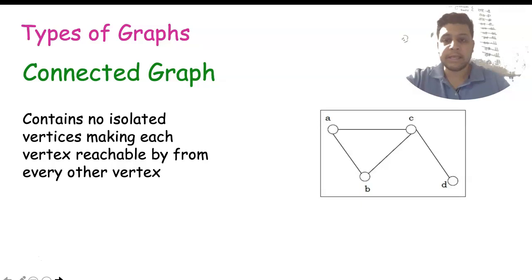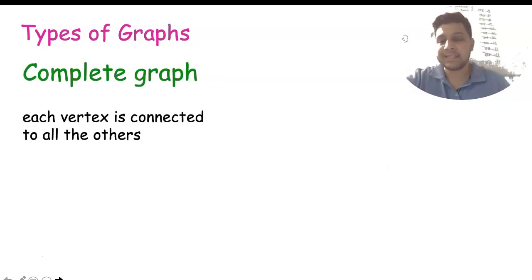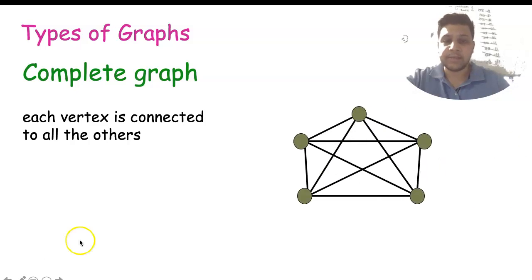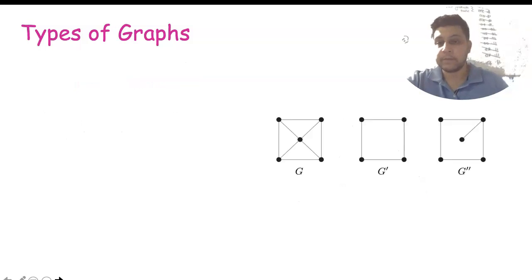So yeah, that is a connected graph. A complete graph. Each vertex is connected to all the others. If we look at this one here, this vertex can reach every other vertex via an edge. So it hits here with that edge, that vertex with that edge, that one with that edge, and here with this edge. Complete graphs probably aren't used that often. However, we still need to know what they are and define them.